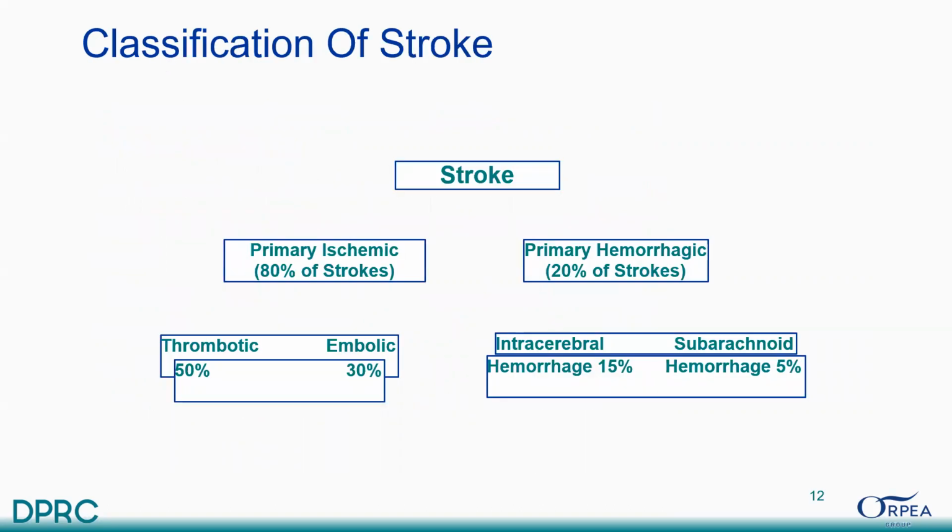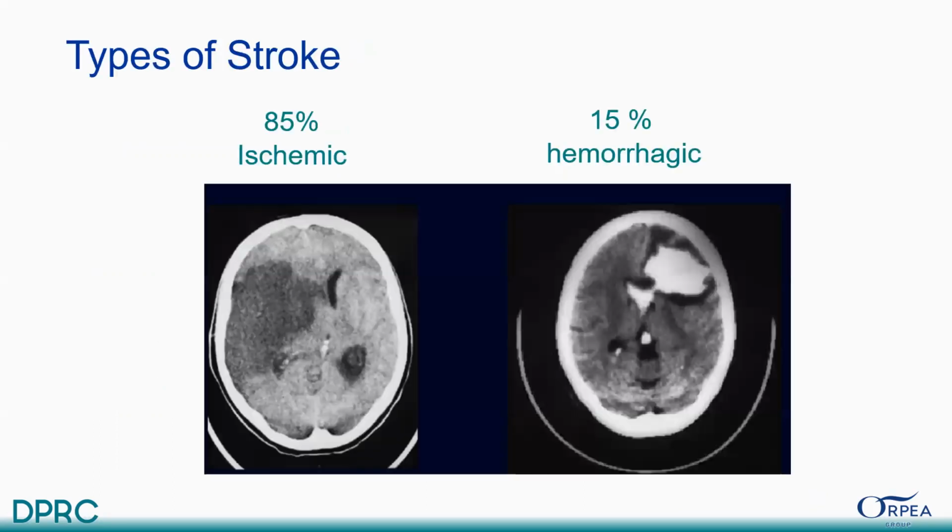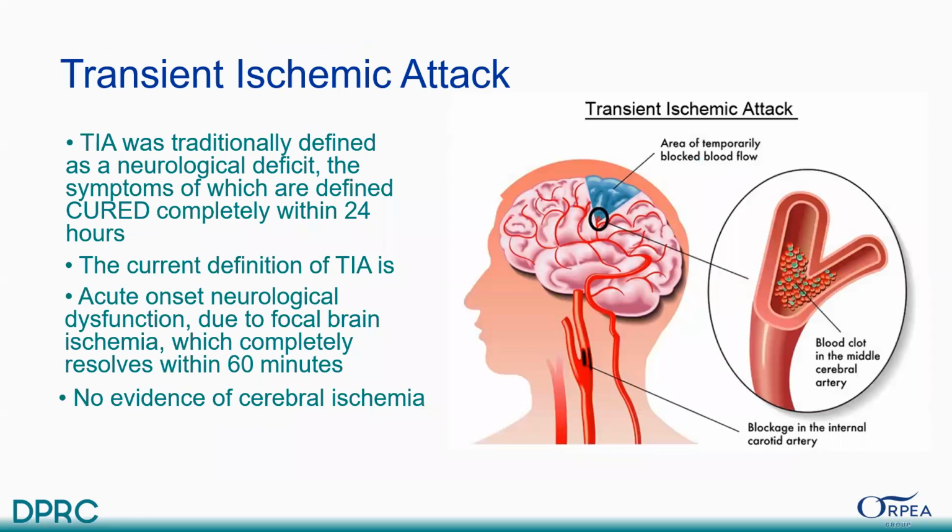And here we can see the classification of a stroke. There is primary, ischemic, and hemorrhagic. As we can see, ischemic is 80% of strokes, and hemorrhagic is 20% of strokes. And here also we can see with a CT scan, a transient ischemic attack. TIA was traditionally defined as a neurological deficit, the symptoms of which are cured completely within 24 hours. The current definition of TIA is the acute onset of neurological dysfunction due to focal brain ischemia, which completely resolves within 60 minutes, and there is no evidence of cerebral infarction.